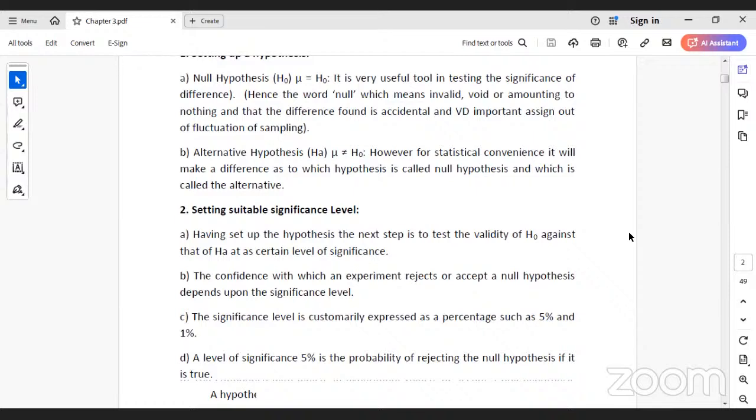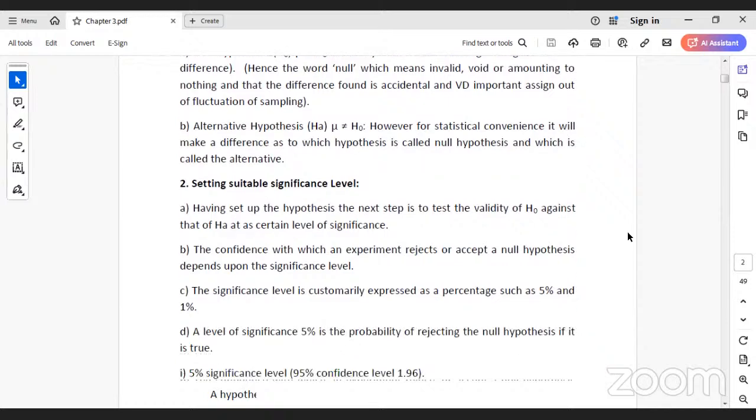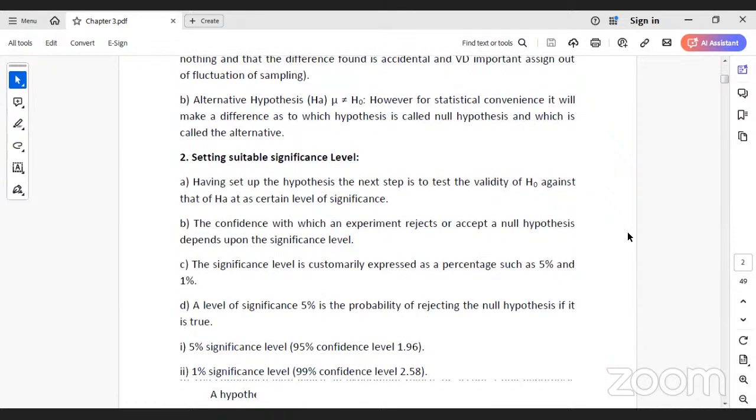The second step is setting a suitable significance level. So you have to remember it like this: testing hypothesis, setting suitable significance level, test criterion, do the calculation, and the last step is conclusion. Having set up the hypothesis, the next step is to test the validity of H naught against HA at a certain level of significance.